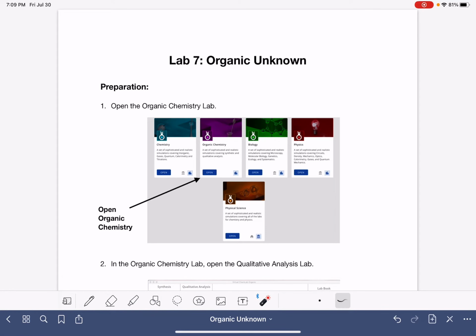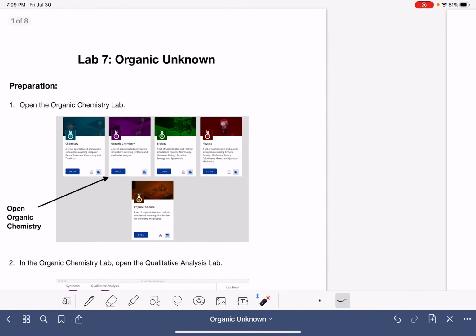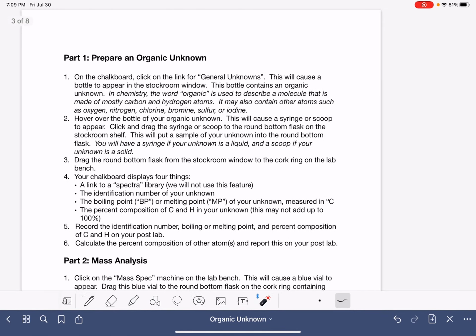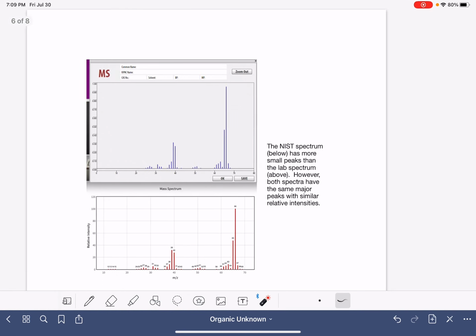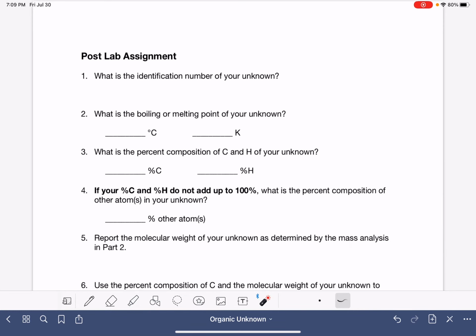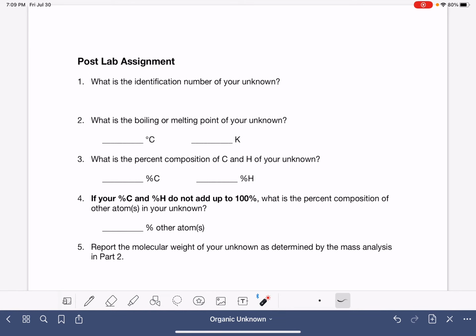I am going to walk you through the post-lab analysis for Lab 7, the organic unknown. This is actually a pretty tricky post-lab. In my opinion, it's the hardest one that you're going to do all quarter long. And it's a hard one to do a tutorial on because everybody's data is really, really different in this experiment.